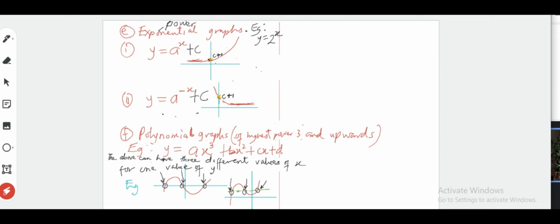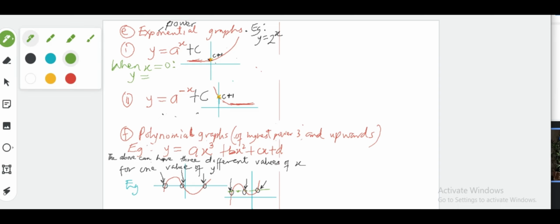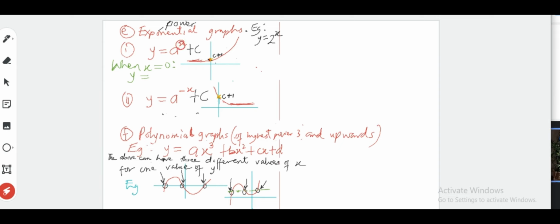Let me ask you a question. What will be the value of y when x is 0? Are you sure? When x is 0, is a to the power 0 not just 1? I'm saying when the power is 0. Yes, whenever a power is 0, anything raised to the power 0 is 1.